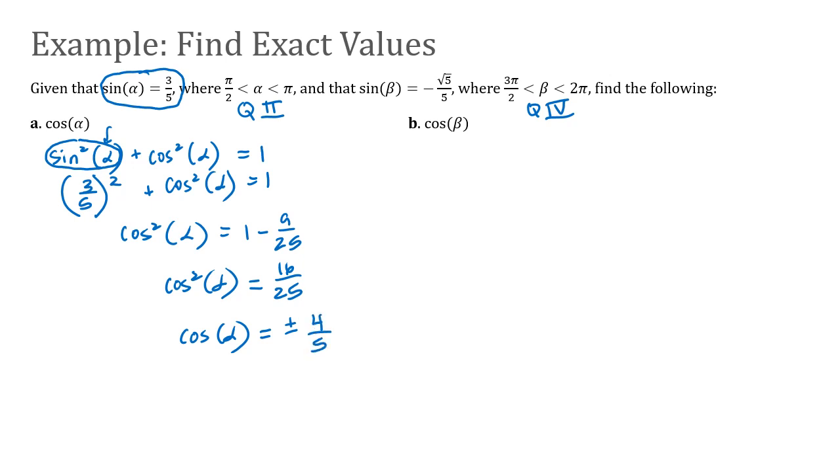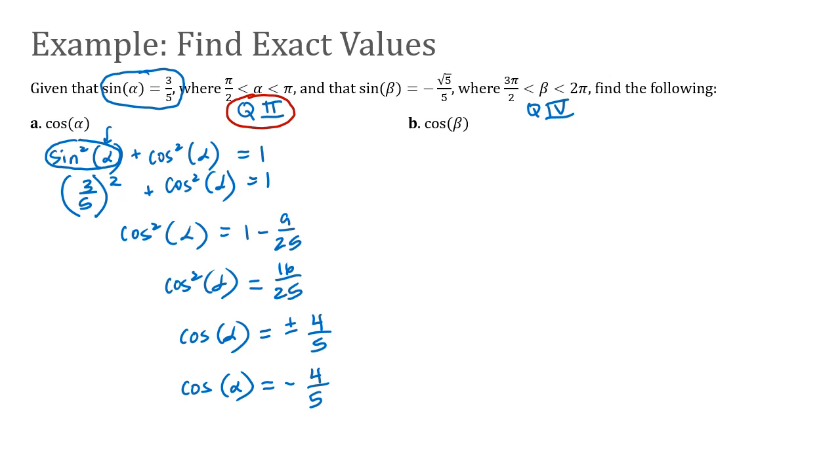Now, is it the plus or is it the minus? Well, we are in quadrant 2, aren't we? Alpha is in quadrant 2. And so in quadrant 2, what sign is the cosine? That would be negative. So cosine of alpha is equal to negative 4/5. Okay, let's go on to part B.